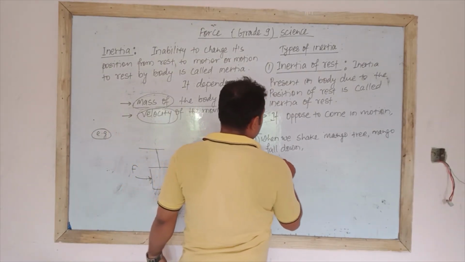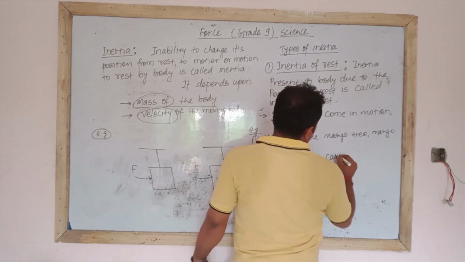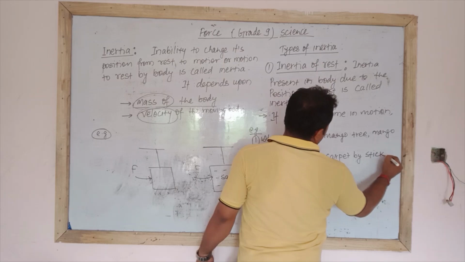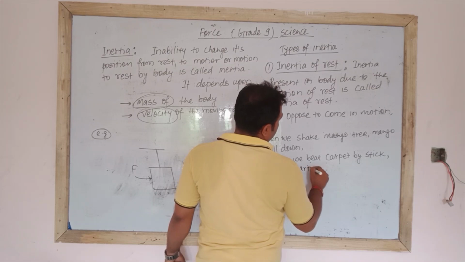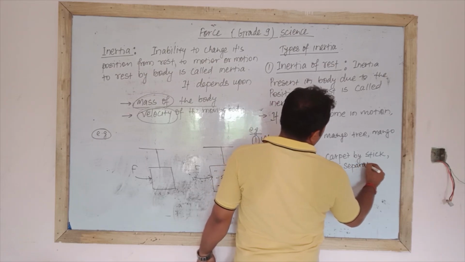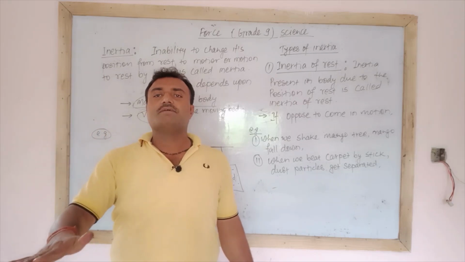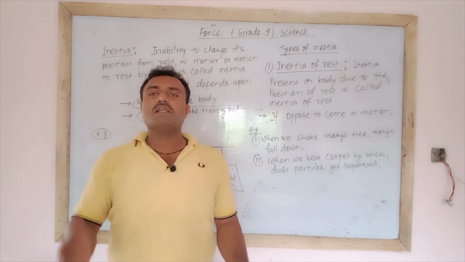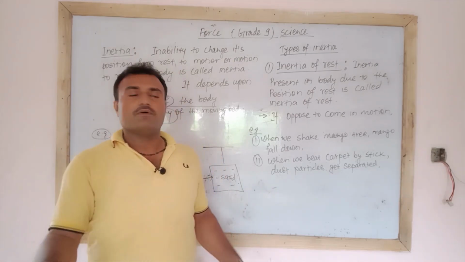Similarly, when we beat a carpet with a stick, dust particles get separated. Why? Because dust particles remain at rest in the carpet. When we beat it, it suddenly comes in motion. Inertia of rest present in the dust particles opposes coming into motion and they get separated.